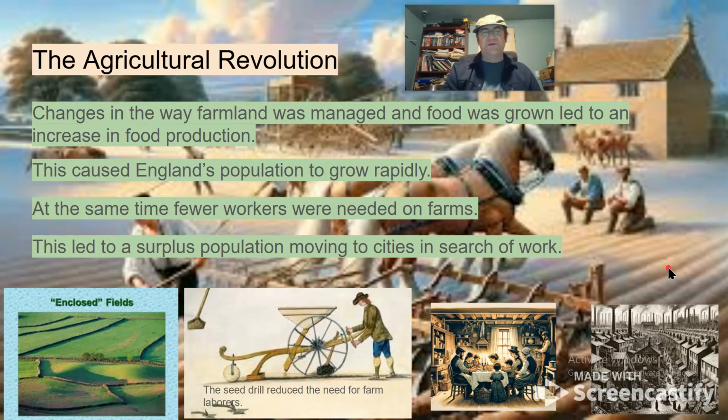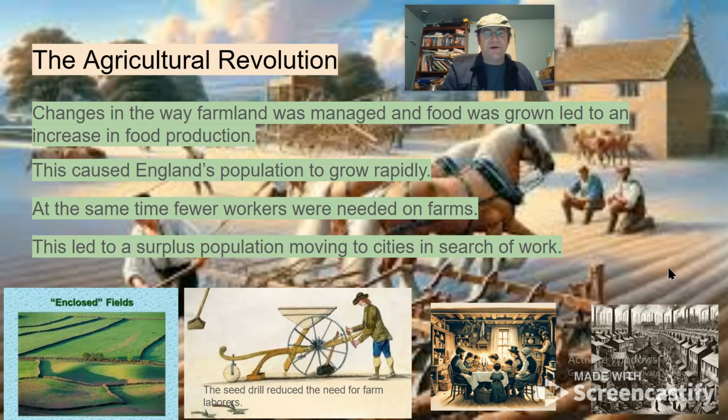Okay, this began to change with the agricultural revolution. The agricultural revolution was a change in the way farmland was managed and food was grown, starting in the late 1600s, and this led to a dramatic increase in food production. The increase in food production resulted in lower prices for food, more food available, and that resulted in a massive increase in the population in England. So between 1700 and 1800, the population of England roughly doubled.